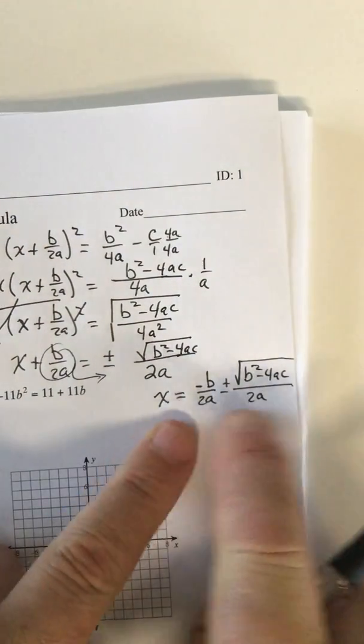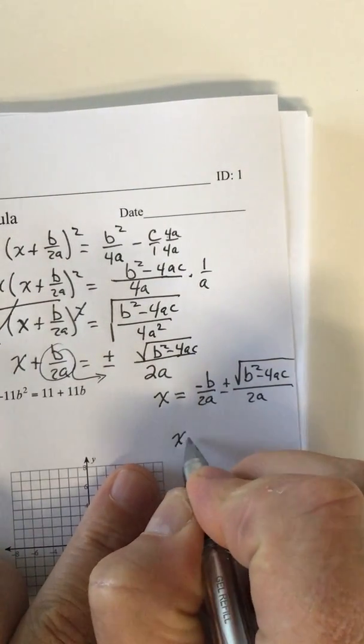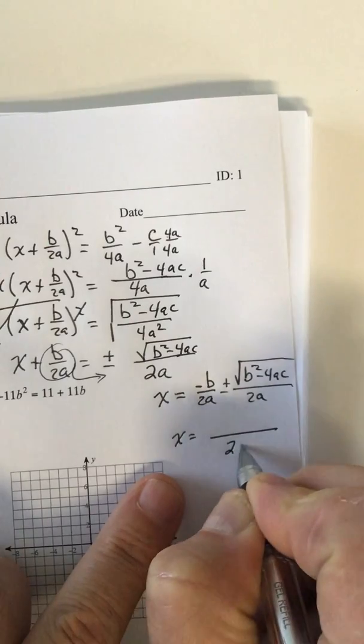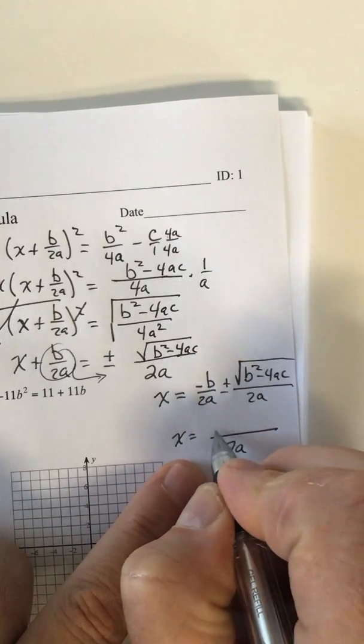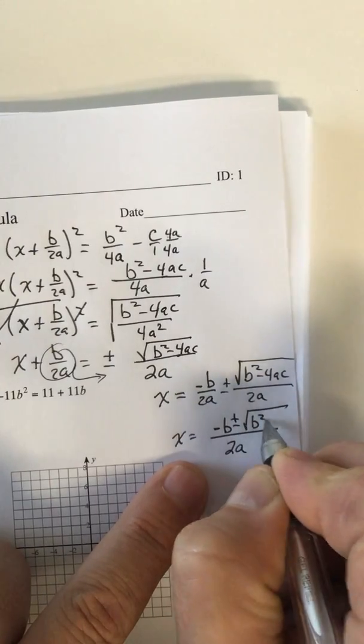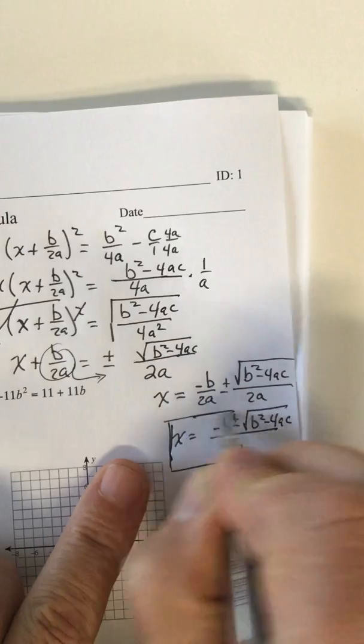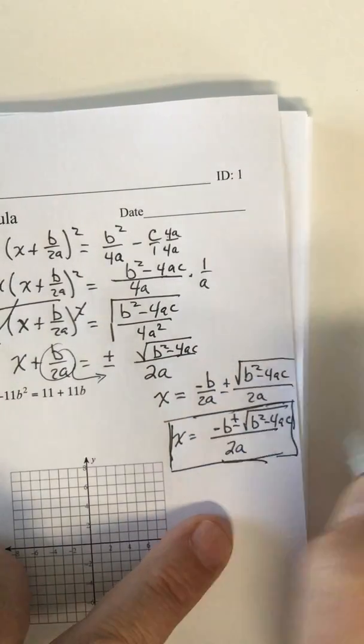Now take a look at these two things. They have a common denominator, so we could just write it all over 2a. So I could put everything over 2a, and then on the top it could be negative b plus and minus the square root of b squared minus 4ac. Okay, that's the quadratic formula. That's this.